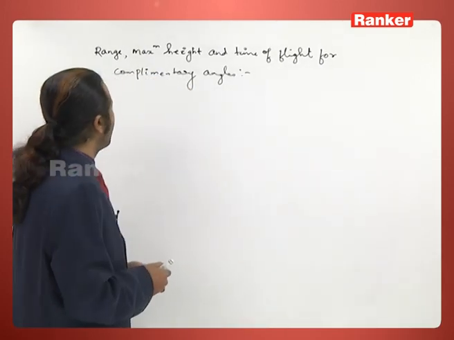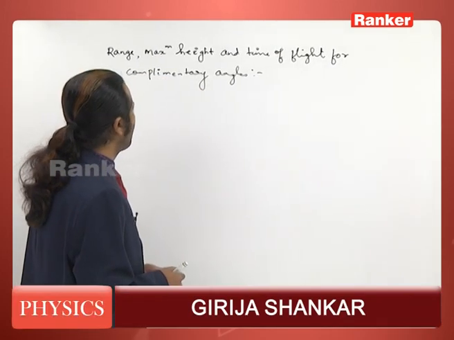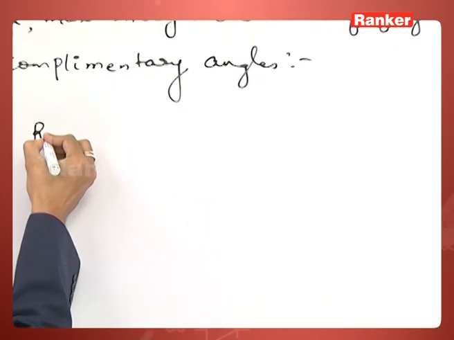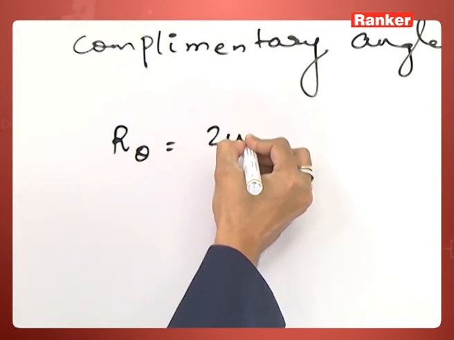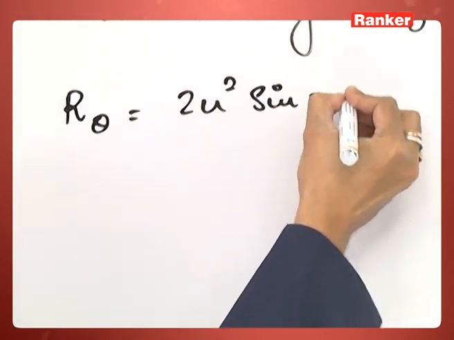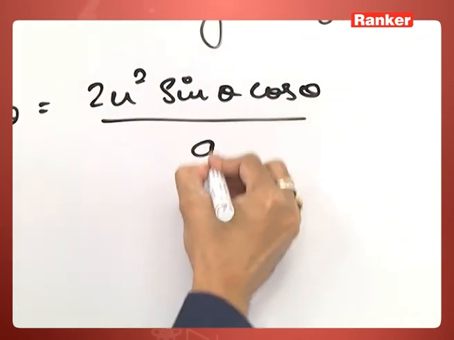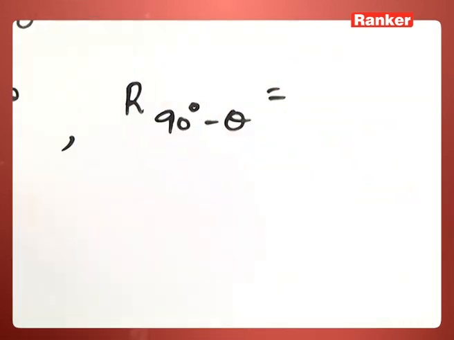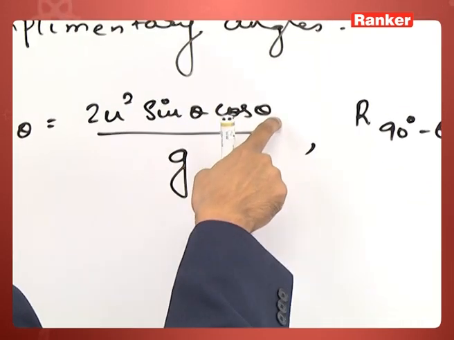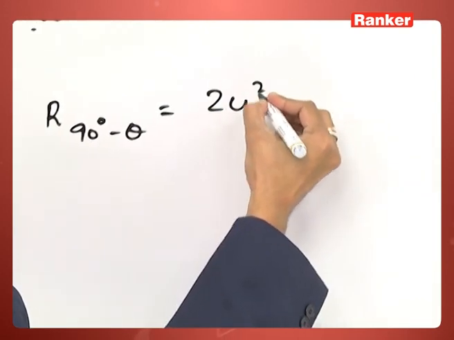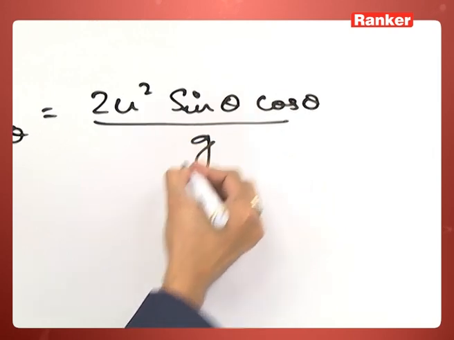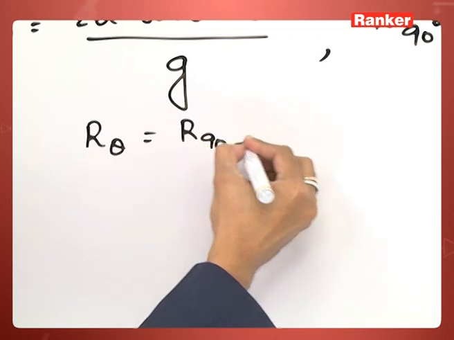So let's have the range, maximum height and time of flight for complementary angles. As we already discussed earlier, the range for theta is 2u square sine theta cos theta by g. Let us have the range for 90 degree minus theta. Sine of 90 minus theta is cos theta, and cos of 90 minus theta is sine theta. So I can write again 2u square sine theta cos theta divided by g. So we can write here, range for theta is equal to range for 90 degree minus theta.